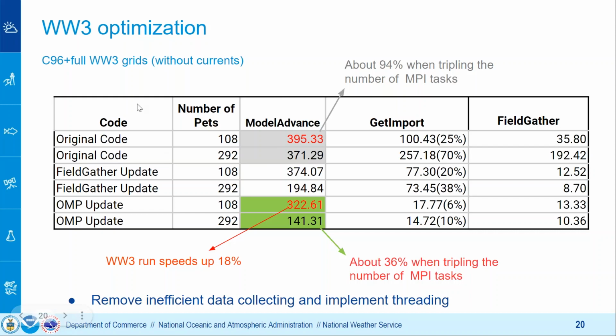So the issue was identified, and some work has been done to remove inefficient data collection and implement threading. In the last two columns, you see the speedup if you are running with the same MPI tasks compared to the original code: you got an 18% improvement. And also when you triple the MPI tasks, you do get about 60% saving in time.